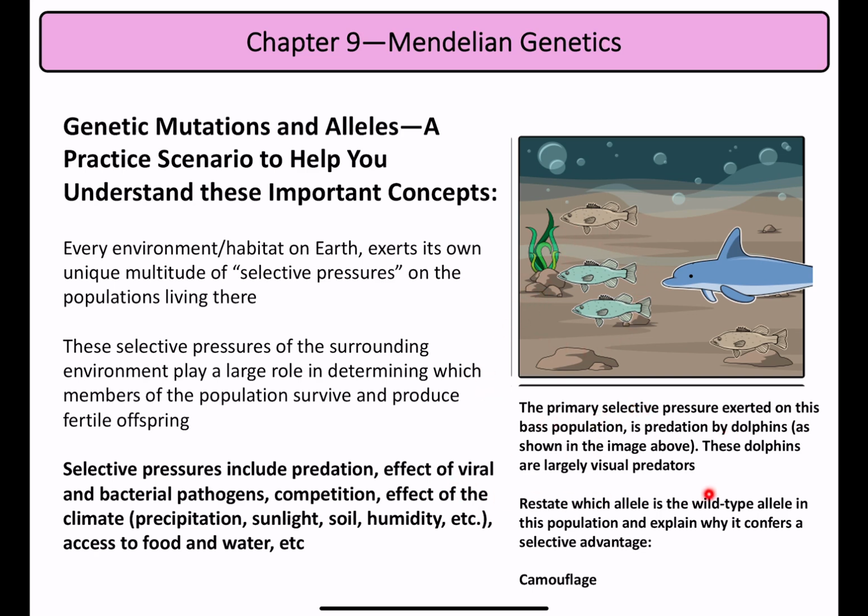So lastly, let's restate which allele is the wild-type allele. That would be uppercase B, coding for brown scales. Why does it confer a selective advantage? Well, like I just said, it allows those brown-scaled fish to camouflage, giving them higher rates of survival and reproduction.